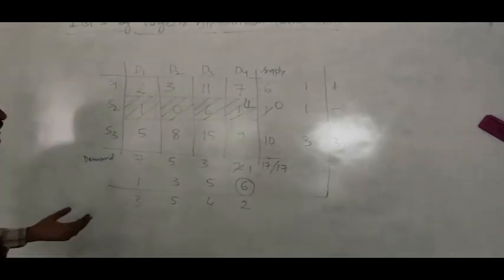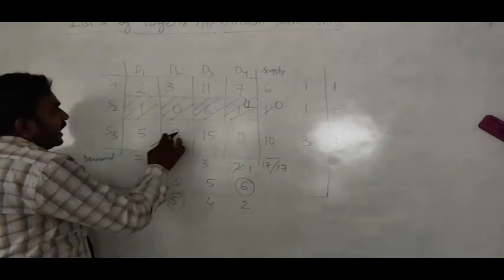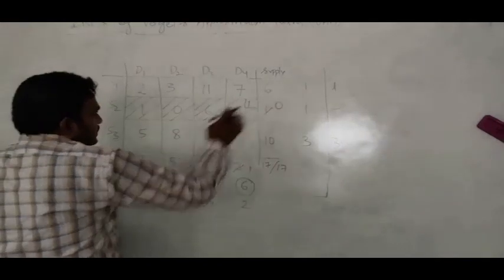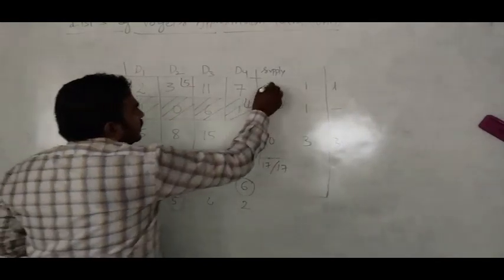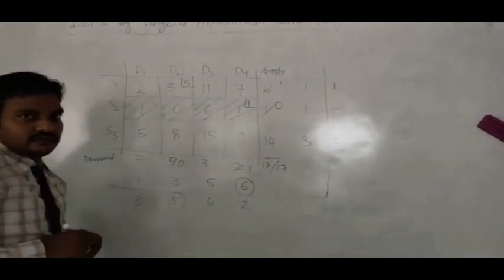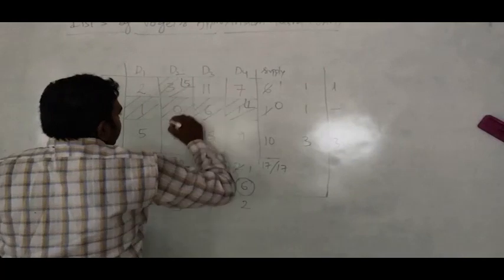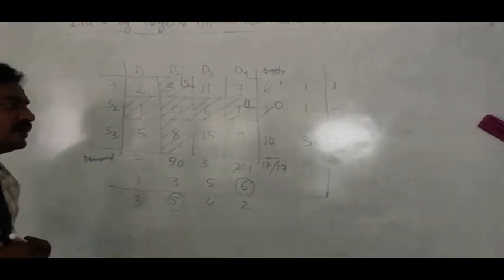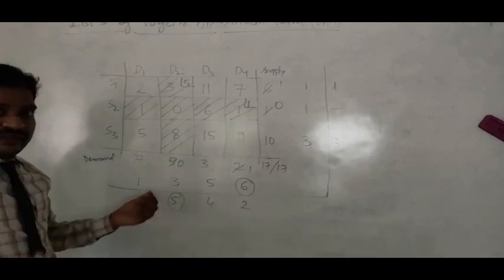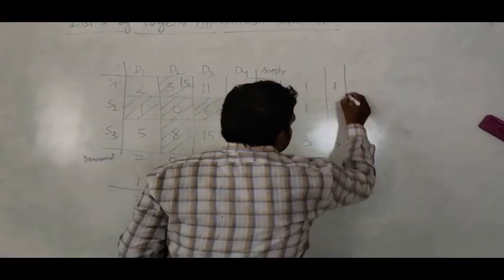Now select the highest penalty, that is 5. This 5 is because of 8 minus 3. Allocate 5. This becomes 0 and this becomes 1 here. With this, the column gets exhausted, so eliminate this particular column from the table. Now after this, again we need to go for penalties again.